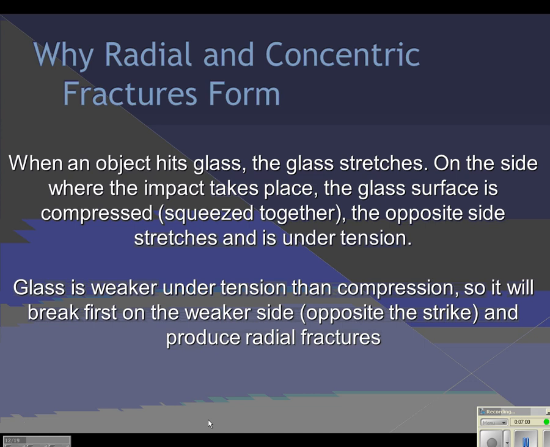So the reason that these cracks form is that glass, when it's hit, stretches a little bit. On the side where the impact takes place, it's actually being compressed or squeezed together, and on the opposite side, it's under tension. And glass is much weaker under tension than compression. So it breaks first on the weaker side, which is opposite the strike, the side that's under tension, and produces those radial fractures.